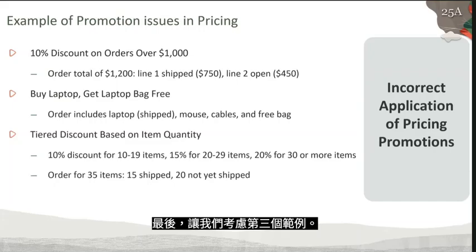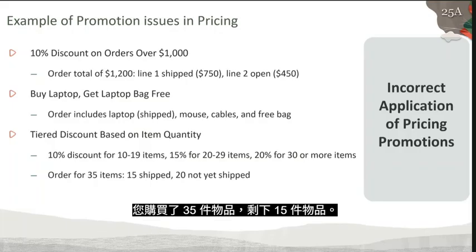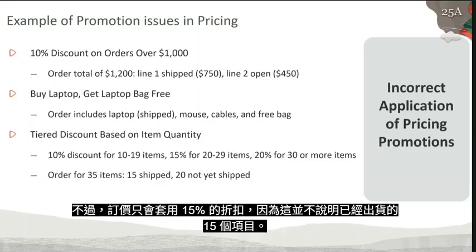Your promotion offers a 10% discount for purchasing 10 to 19 items, 15% for 20 to 29 items, and 20% for 30 or more items. You purchase 35 items with 15 shipped and 20 remaining. After revising the order, you expect a 20% discount based on the total of 35 items. But pricing applies only a 15% discount because it doesn't account for the 15 items that have already been shipped.